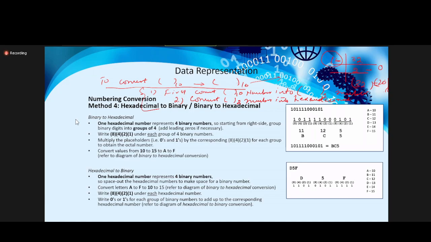Or if the number is bigger and you don't like to divide by 16, then divide by 2 and then convert that binary number into hexadecimal using the same method.